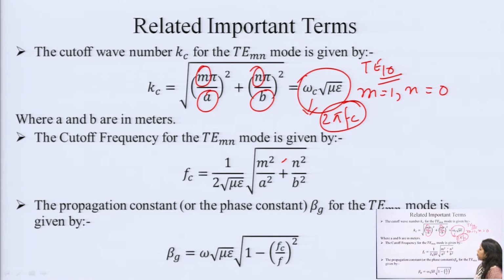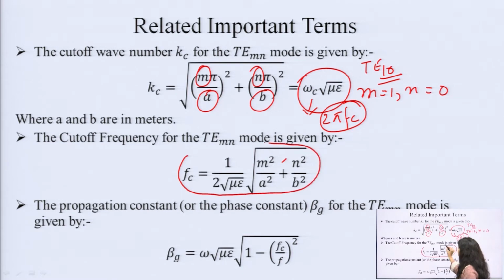Now, the cutoff frequency for the TEmn mode was already discussed in the last lectures and in the starting of the waveguide. That cutoff frequency plays a very important role because it will decide which frequency waves will propagate inside a waveguide. So, this is a very important parameter and it is given by the expression 1 upon 2 under root mu epsilon times under root m square by a square plus n square by b square.